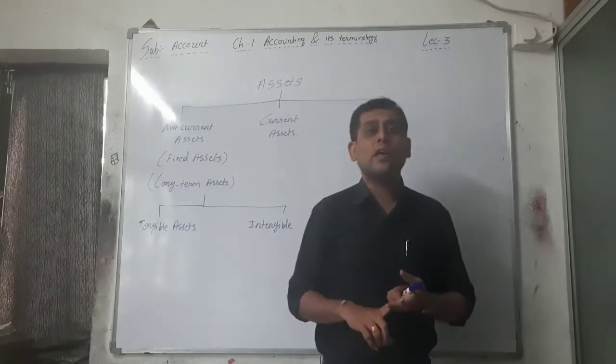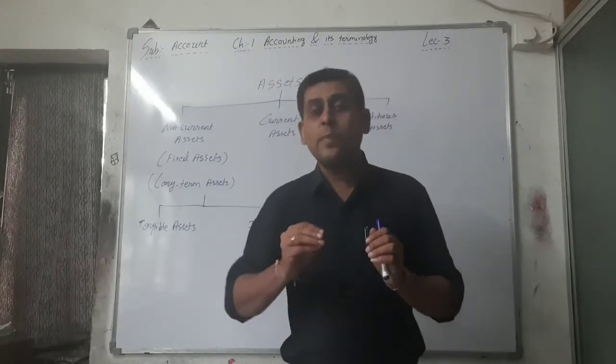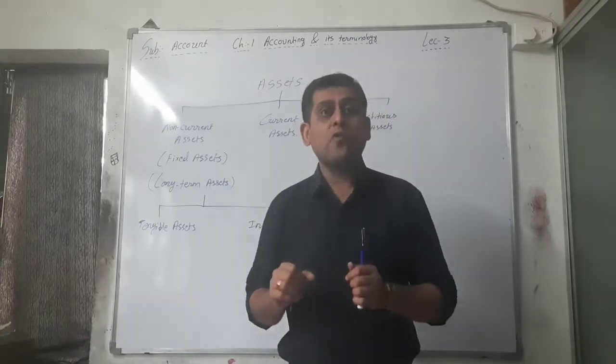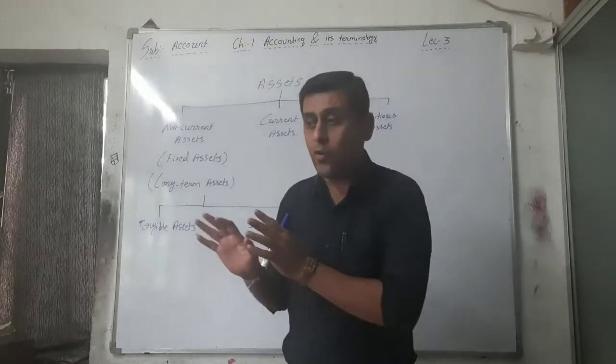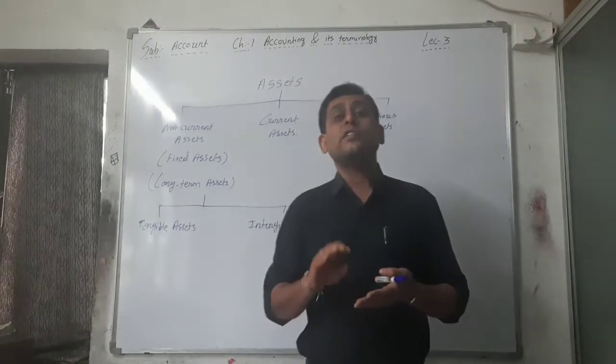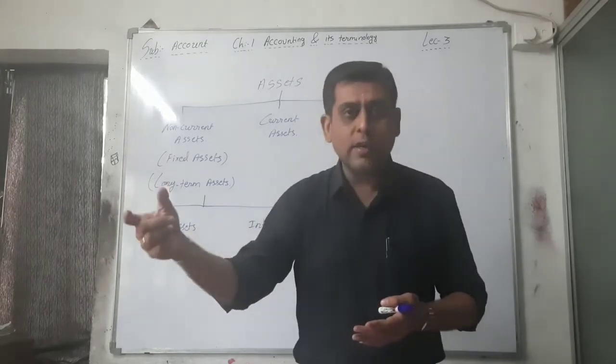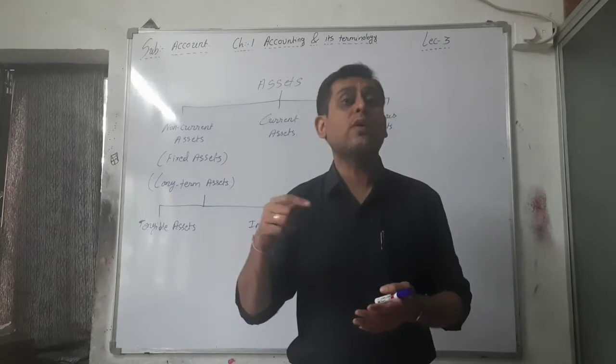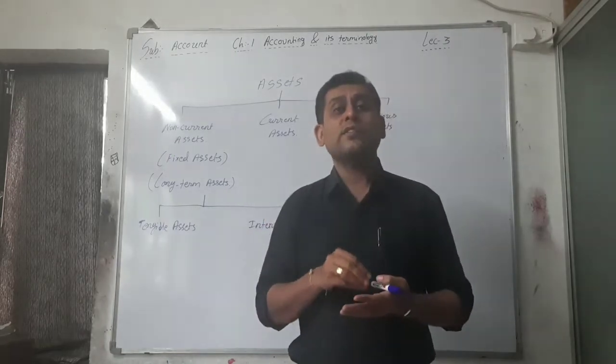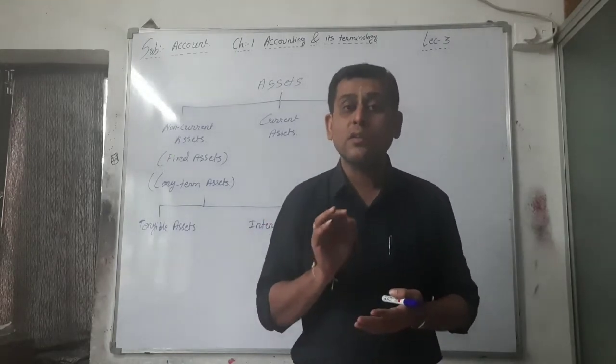If I am a seller of ready-made garments and I have 5 pairs of children's wear, then it is my asset, it is my stock. Whenever I sell it, I am converting it into cash. That's why we can say it is my current asset.